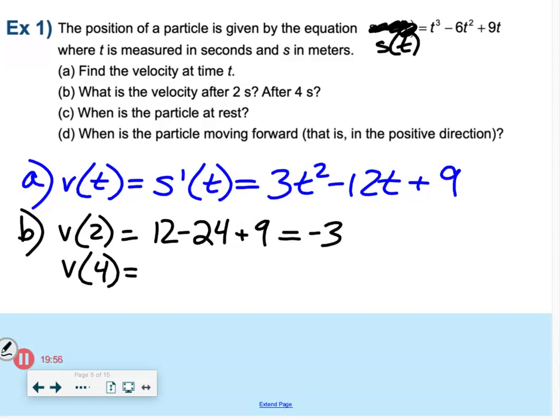All right, so -3, what would the units be? Meters per second. It's the units of position over the units of time. This would be in meters per second. v of 4, so 3 times 16. So 48 minus 48 plus 9. So I get 9 meters per second. Any questions on that? Just plug in the numbers. Not so bad.